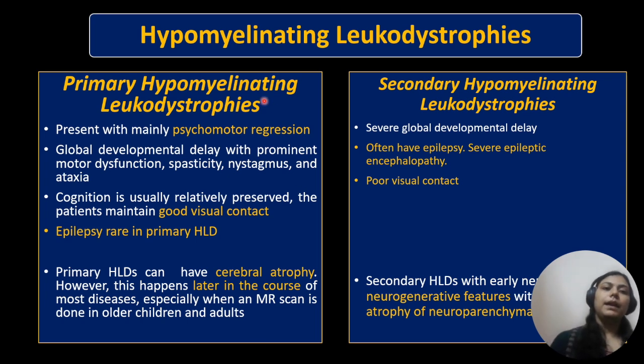Clinically, in primary hypomyelinating leukodystrophies, the children present with psychomotor regression. They have global developmental delay with prominent motor dysfunction, spasticity, nystagmus, and ataxia. However, cognition is usually preserved and these patients maintain good visual contact. Epilepsy is rare, whereas secondary hypomyelinating leukodystrophies have a more severe clinical picture.